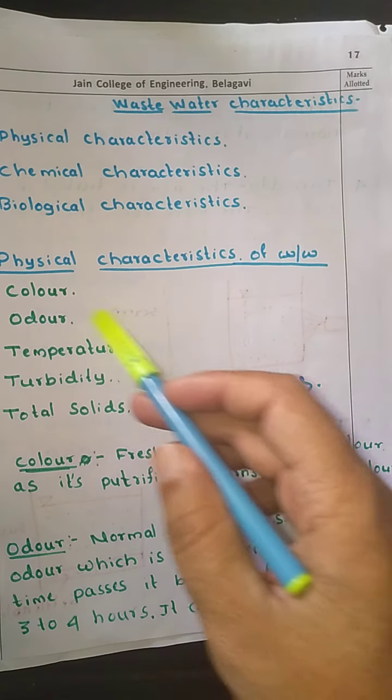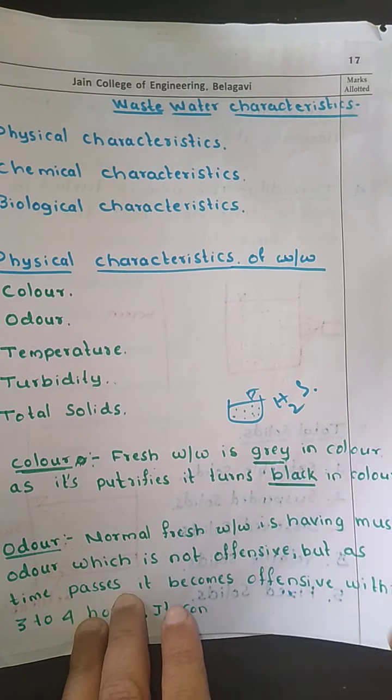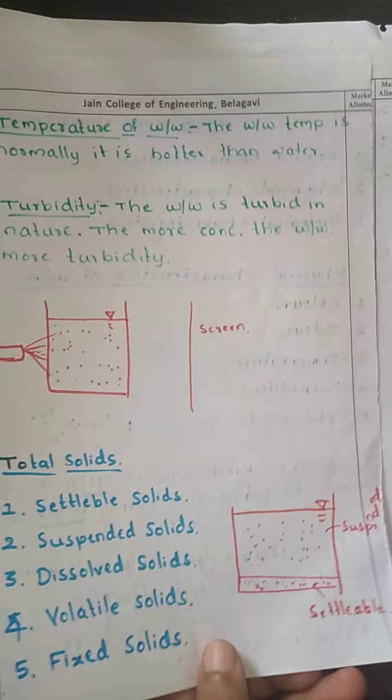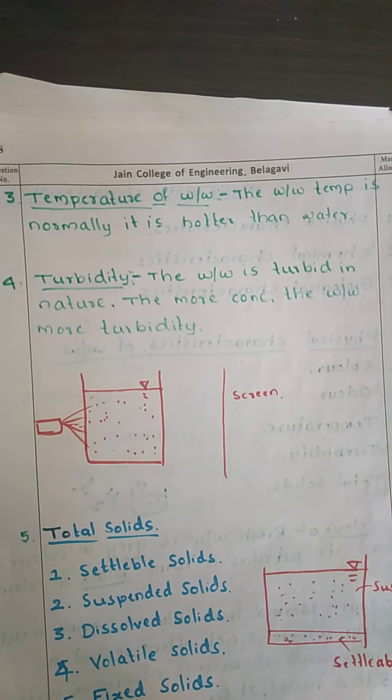Now the next characteristic is the temperature. We will discuss the temperature of wastewater. Generally the temperature of wastewater is normally higher than the water supply. Why this happens is due to the addition of warm water from houses and from industries. When the wastewater flows into a closed conduit, the temperature increases further. Now this increase in temperature also affects the viscosity of water.